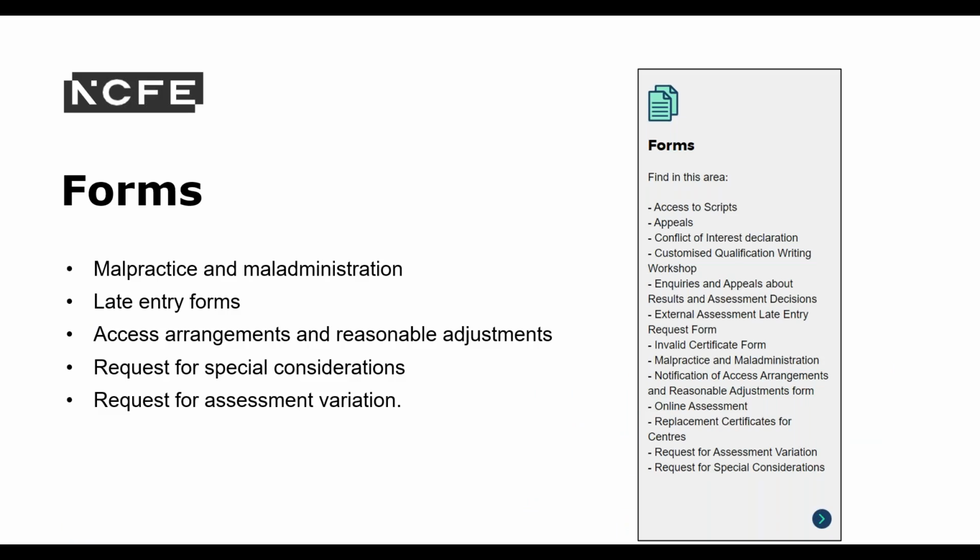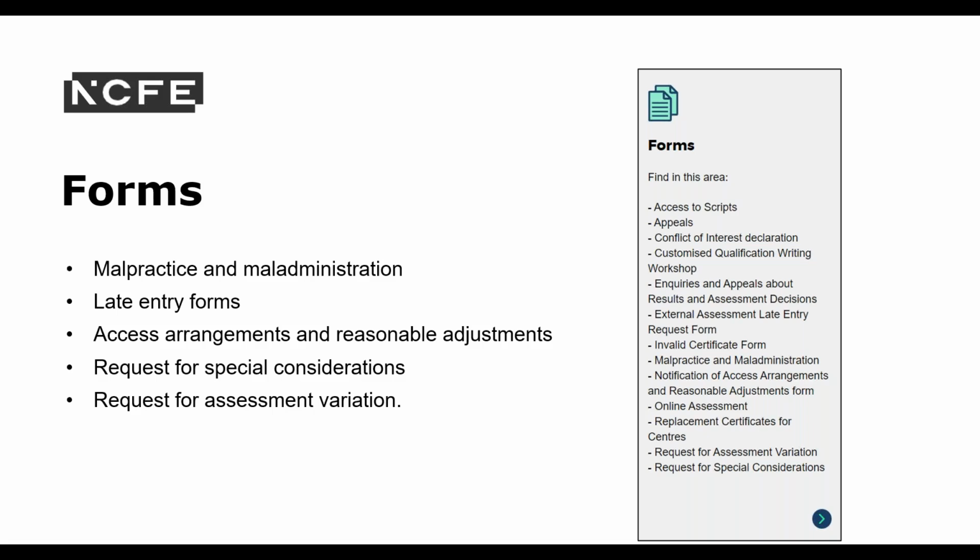It is useful to be aware of the forms section, and I'm just going to highlight some of the key forms. As I mentioned earlier, if the external assessment regulations aren't followed, then we need to be informed, which can be done via the malpractice or maladministration forms. If you do miss the cut-off dates, then you will need to complete the late entry forms. If any of your learners need extra time, a scribe, and so on, then the access arrangements and reasonable adjustments form needs to be submitted.